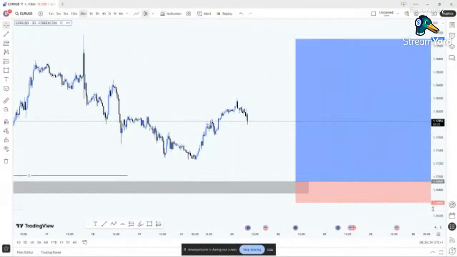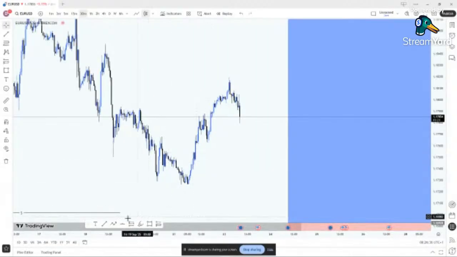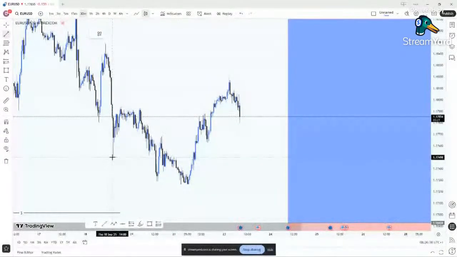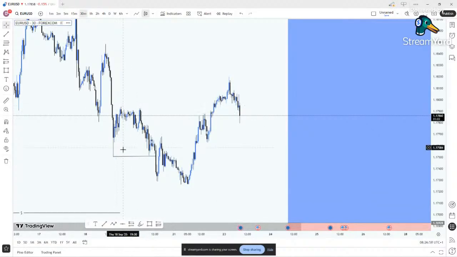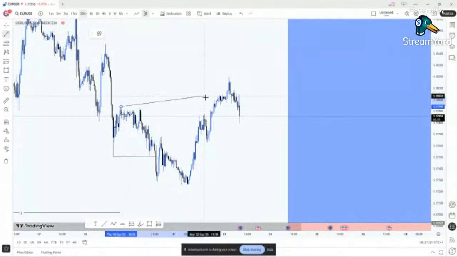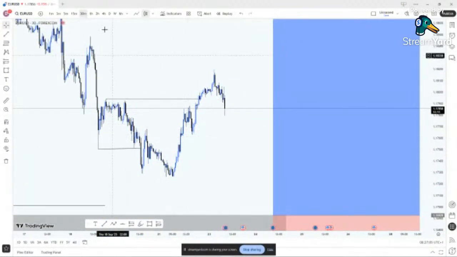Why? Because it's already reversing and it has given a clear change of character to the upside. Break of structure to the downside, then that's the change to the upside. So we can start looking out for buys on this very market. Break of structure to the downside, then it has already given change of character. Now, where can we buy from?